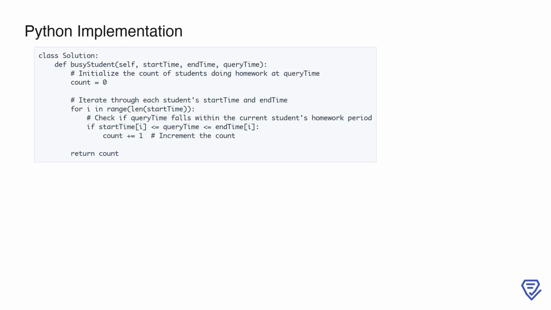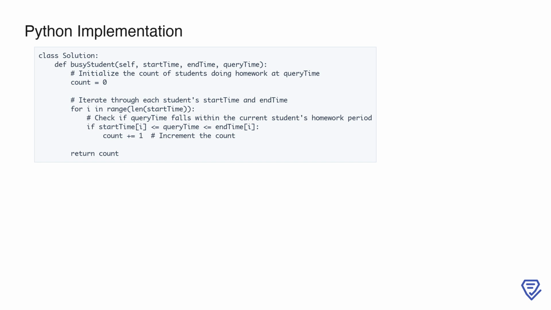This Python implementation solves LeetCode problem number 1450, number of students doing homework at a given time. The task is to count how many students are actively doing homework at a specified query time. Each student's homework session is defined by a start and end time, and we need to check if the query time falls within these bounds. The function busyStudent takes 3 inputs: startTime, a list of start times, endTime, a list of end times, and queryTime, the specific time to check.